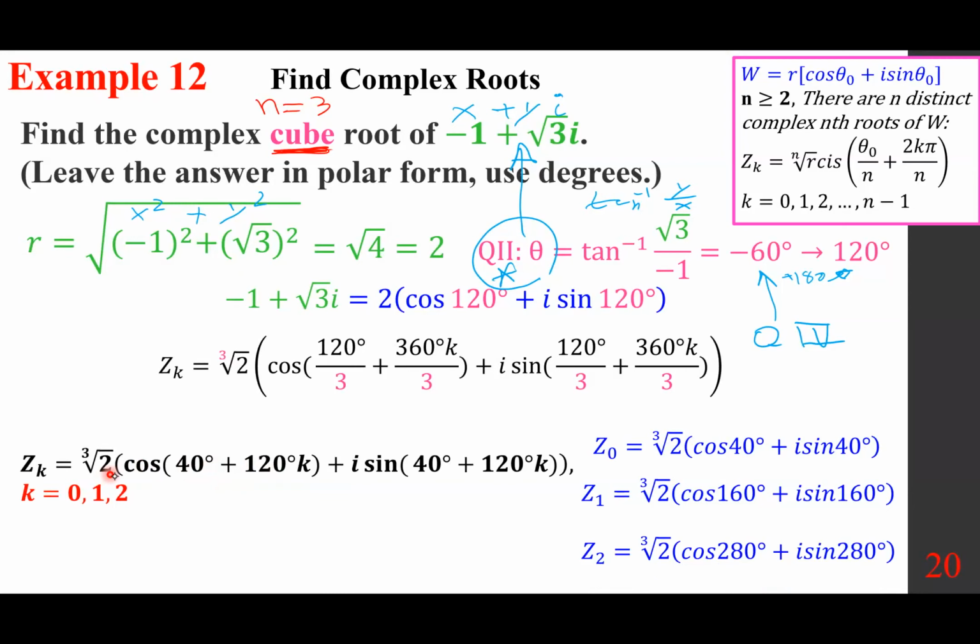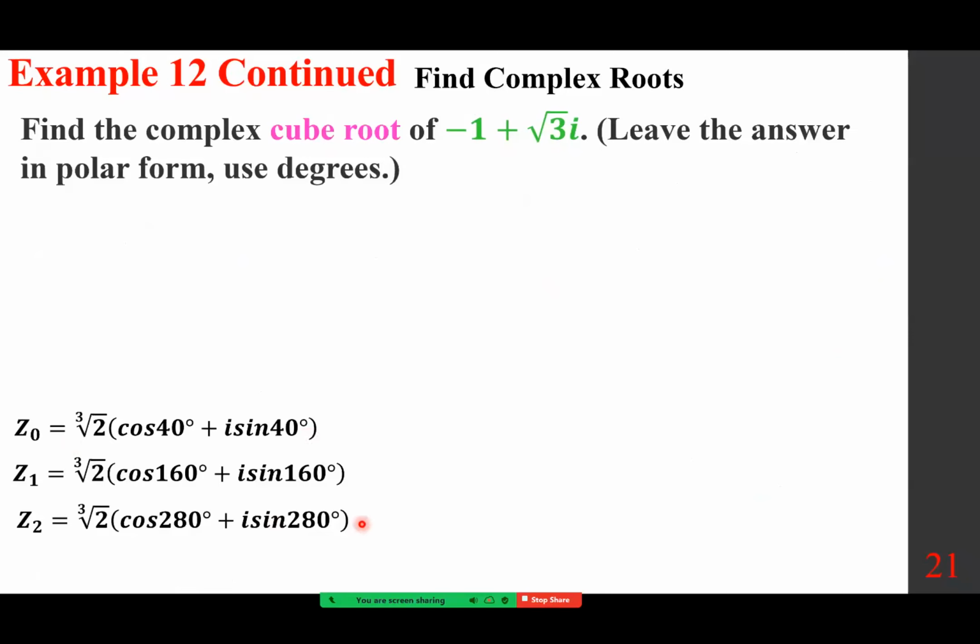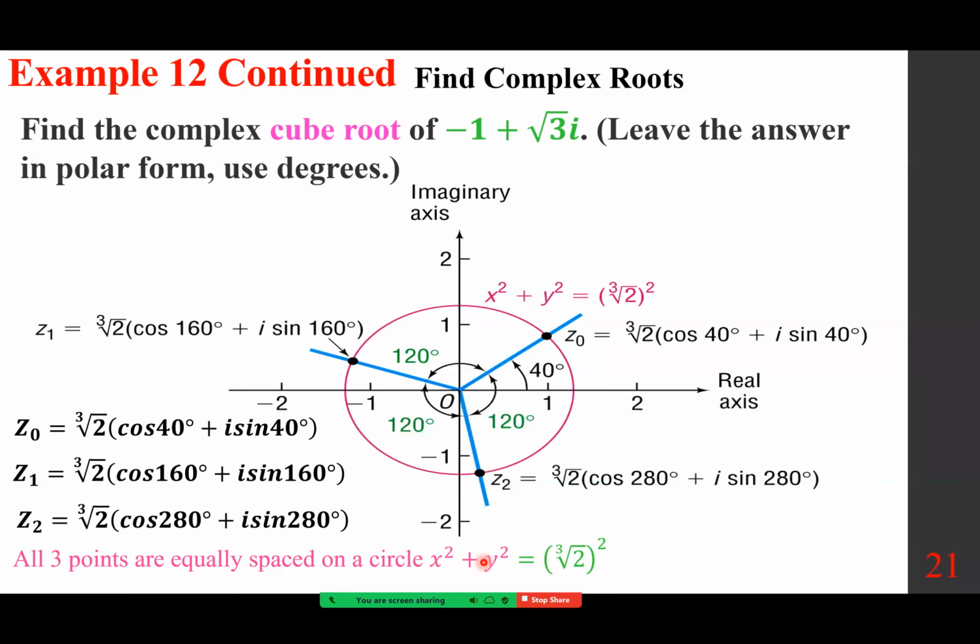Let's quickly locate them. So we have those from the previous page. They are all representing three different points. The points are equally spaced, on the circle centered at 0, 0, x squared plus y squared equals what? This is the radius. So cube root of 2 to the second power, because this is the radius, class. So a circle centered at 0, 0 with that, and then 40 degrees, that's the point. First of all, x squared plus y squared equals cube root of 2 quantity squared. Okay, so that's z sub 0, if you will.